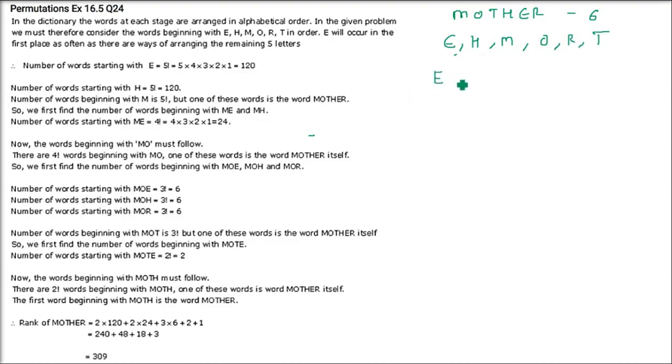So let us start with E. When you start with E, 5 places are there. Anything can come after this, so factorial 5 formations, 5P5 actually. So this is the first one. Now E is done. Come to H. H will have all the formations after it with starting H. So again the same thing, 5P5 for these 5 positions left. Now coming to M.